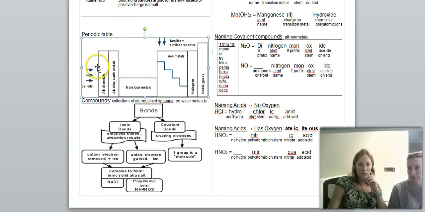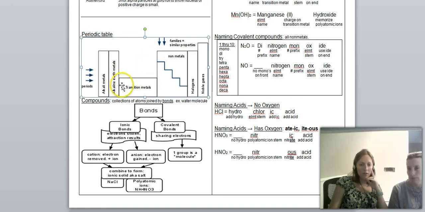A period is from left to right. So I might say, look in the fourth period, and you would go 1, 2, 3, 4. The families are the columns. They're also called groups. And they can have numbers. Sometimes they'll do 1, 2, 3, 4, 5, 6, 7, 8, 9, 10, 11, 12, 13, 14, 15, 16, 17, 18. That's the modern system. So I can say look for group 17, and that's the halogens.